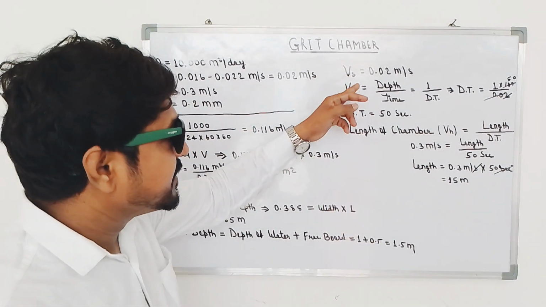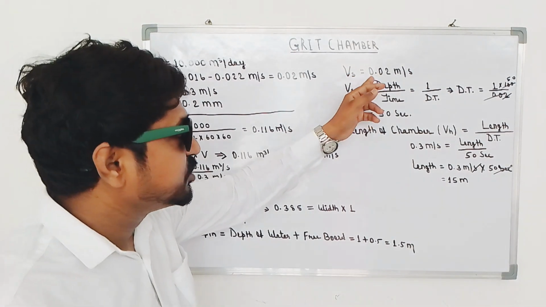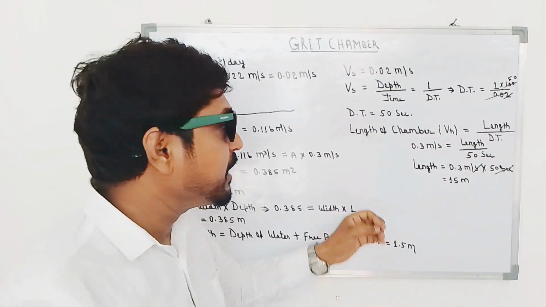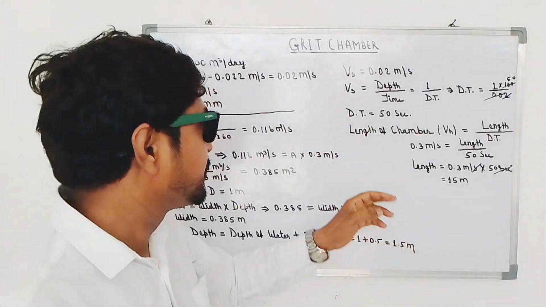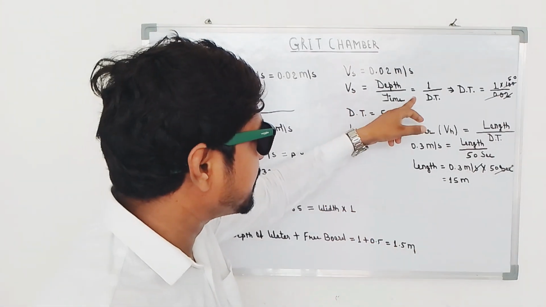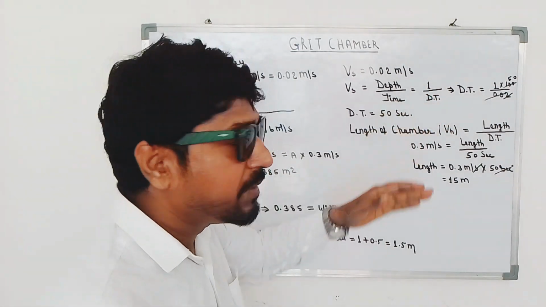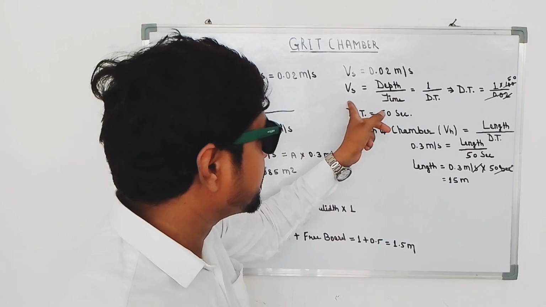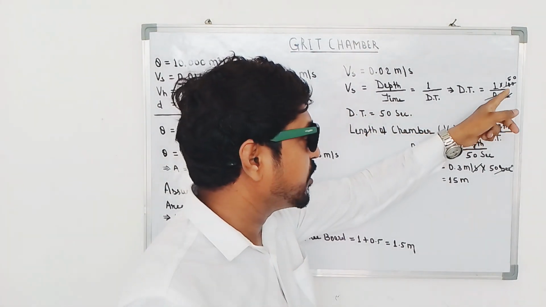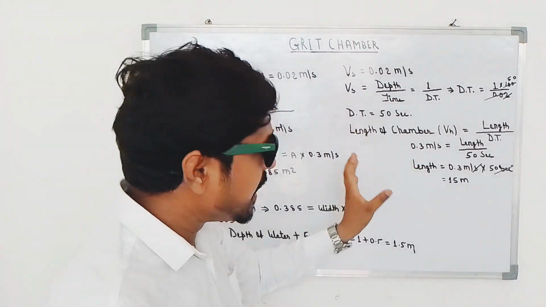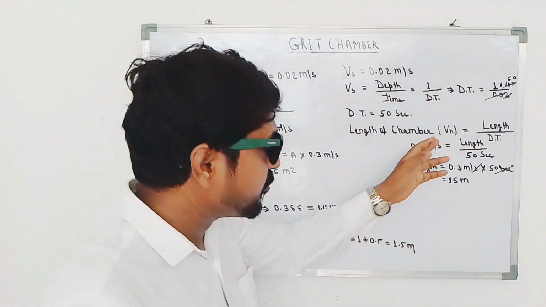We can see the settling velocity is 0.02 meter per second. This is the standard parameter and we have taken it from the Metcalf book. So settling velocity is equal to depth upon time, where depth is 1 meter and time means detention time. From this equation we can find the detention time is equal to 50 seconds. Next we have to calculate the length of the chamber from this formula.